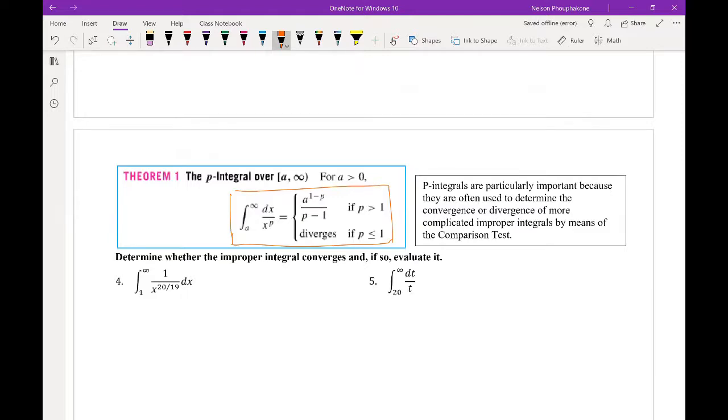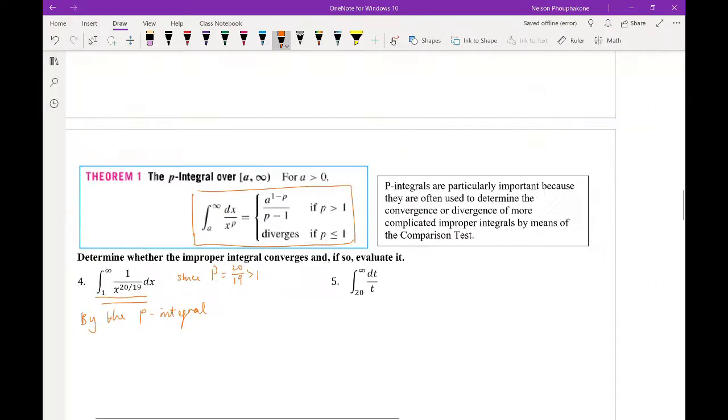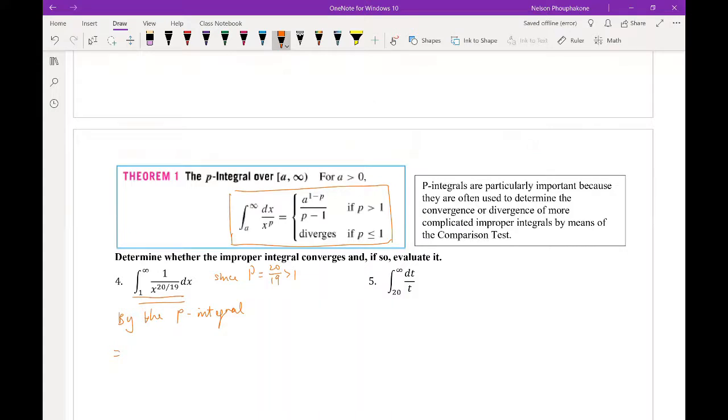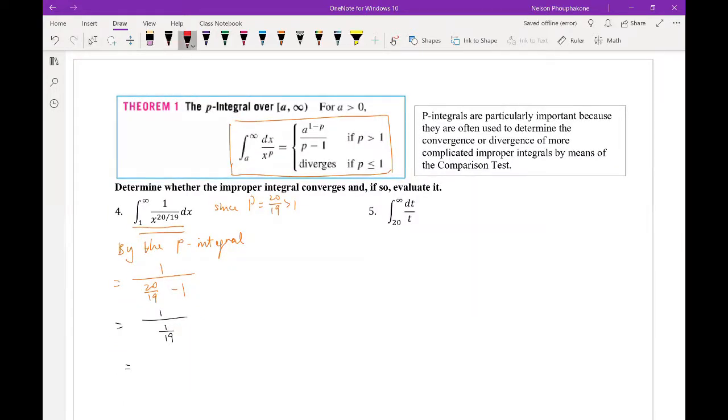Okay, so let's try the following example. In this case right here, since p is equal to 20 over 19, which is greater than 1, this integral is essentially a p integral. It is convergent. So by the p integral, it is equal to 1 over p minus 1. Then it is 1 over 1 over 19, so the answer is equal to 19. And it is convergent.